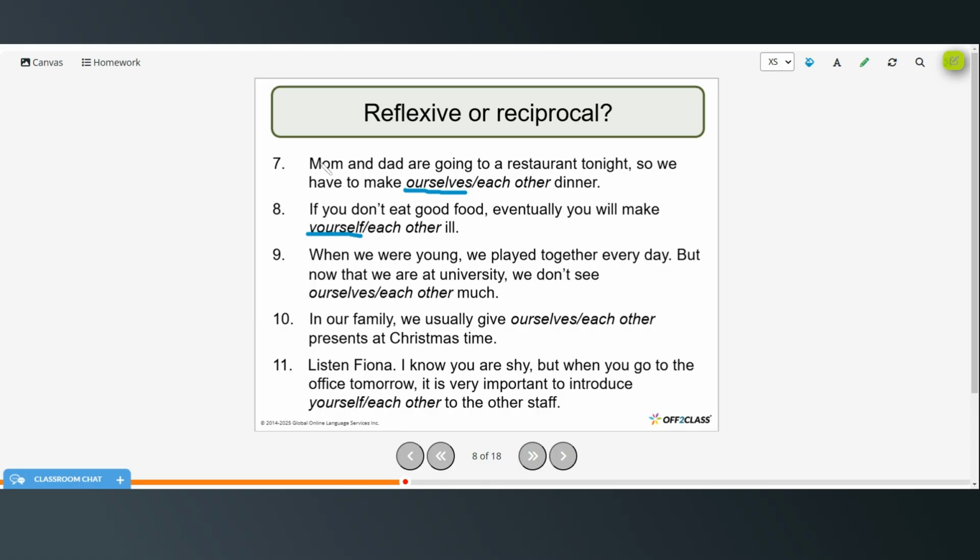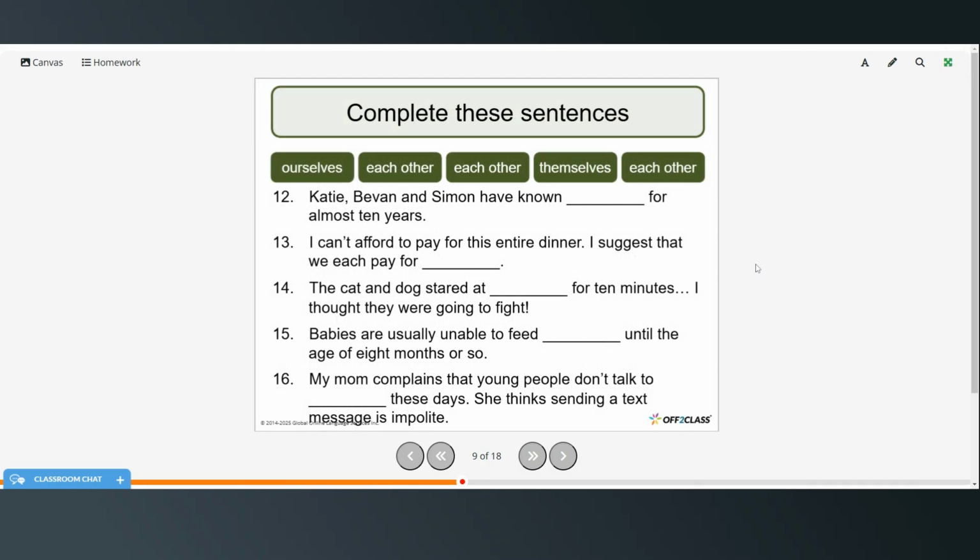When we were young, we played together every day, but now that we are at university, we don't see each other much. In our family, we usually give each other presents at Christmas time. Listen, Fiona, I know you're shy, but when you go to the office tomorrow, it is very important to introduce yourself to the other staff.